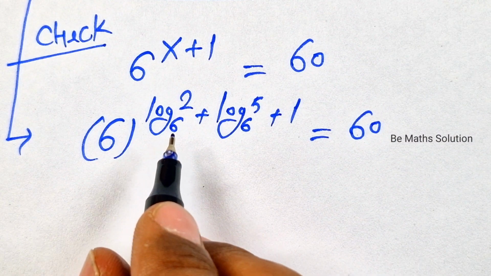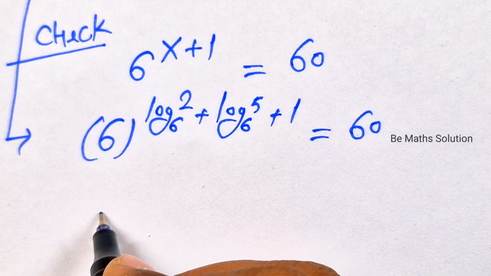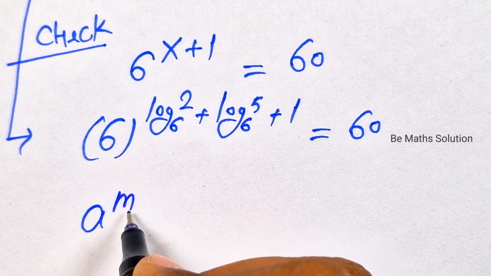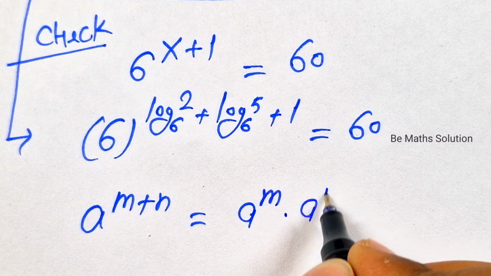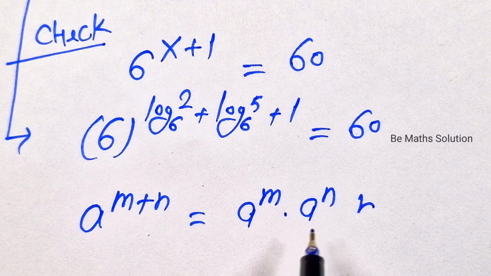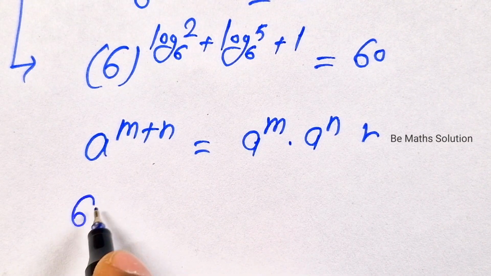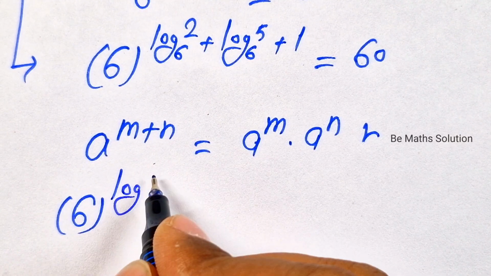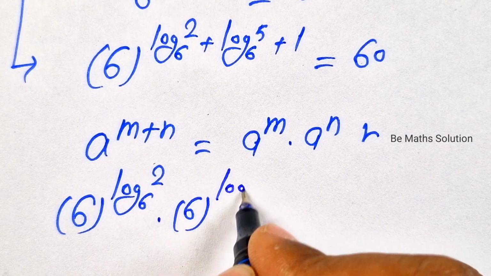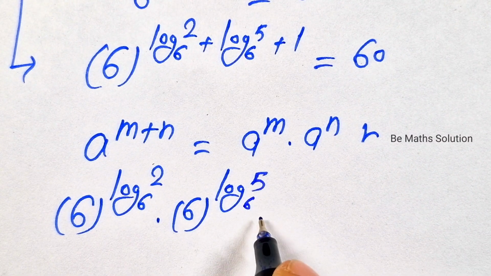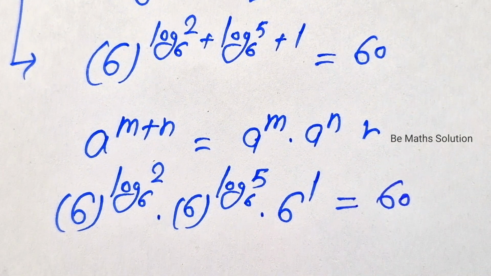Then in the next step, from this part here we use the rule a raised to power m plus n is equal to a raised to power m into a raised to power n. So we will apply this formula here. So it will be 6 raised to power log of 2 base 6 into 6 raised to power log of 5 base 6 into 6 raised to power 1 is equal to 60.